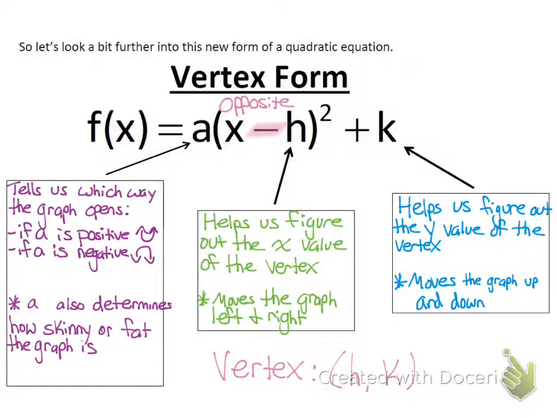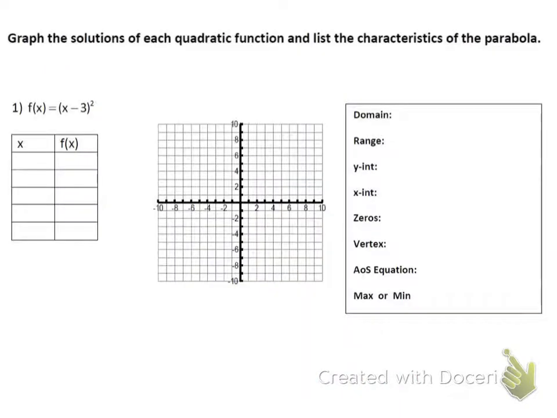So now that we've really taken a moment to look at vertex form, let's actually begin to do some graphing. So we have our first example here. The directions say to graph the solutions of the quadratic function and then list the characteristics of the parabola. The good news is the characteristics are the same no matter if you are in vertex form or in general form. So we're good there. We just need to focus on getting the vertex, making our table, and getting our graph.